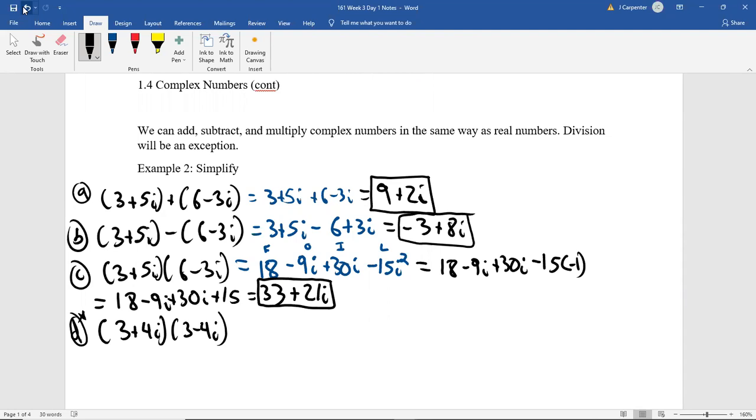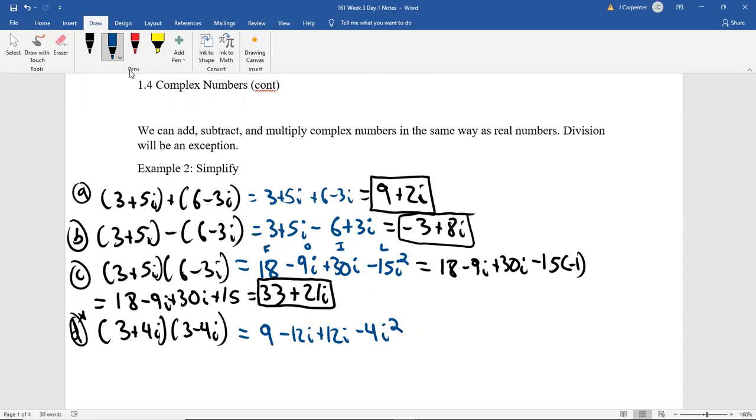Well, most rules. This looks like a parentheses times a parentheses, so once again, we're going to FOIL. I'm going to skip writing the FOIL part from now on. The 3 times the 3 is going to be 9. The 3 times the negative 4i is a negative 12i. The 4i times the 3, that's the inner, is going to be a plus 12i. And then the 4i times the negative 4i is a negative 4i squared. Watch out for that i squared.